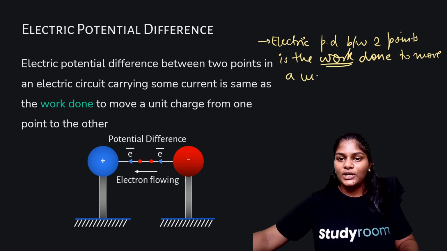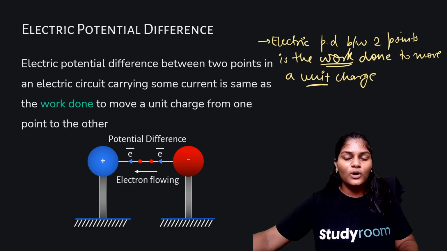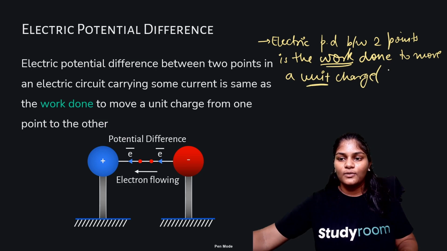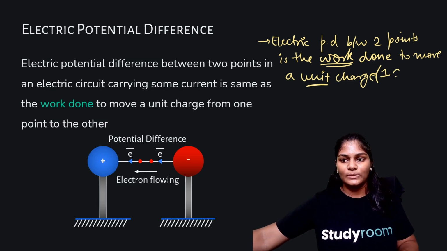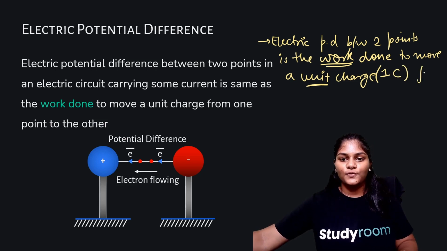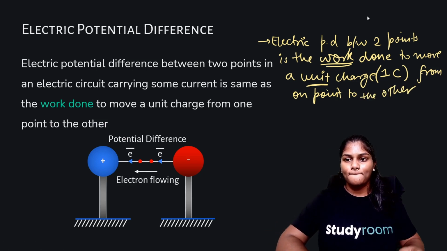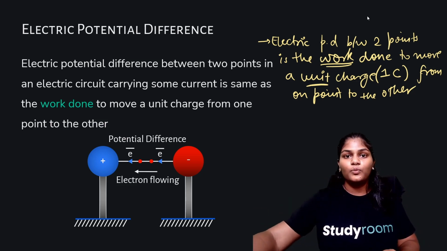a unit charge. What does unit mean? We know that unit or unity always means 1, right? So unit charge means 1, and what is the unit of charge? It is coulomb. So we write 1 coulomb, a unit charge from one point to the other. It is a very important definition. This is how we define potential difference, that it is the work done.